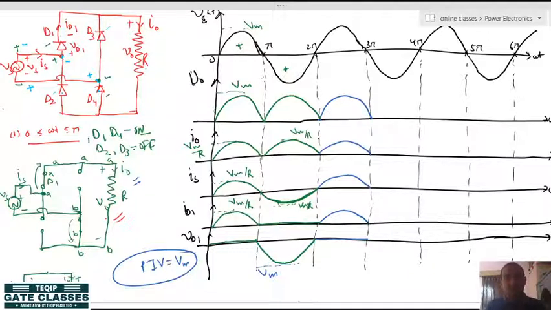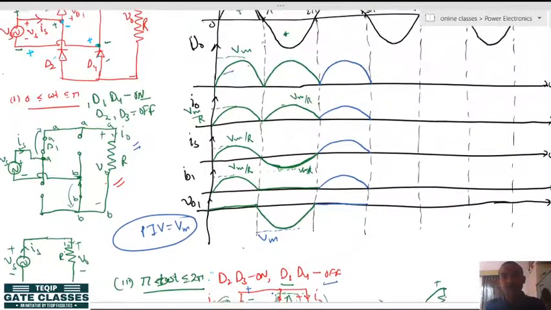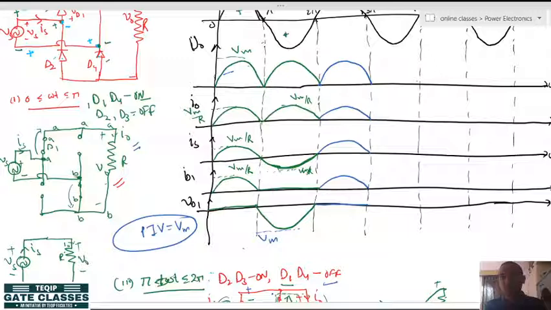So, we have seen this, and when you move to the next, from 3 pi to 4 pi, the instant is like this, meaning D3 and D2 are on and D1 and D4 are off. Then the output will again be positive, load current will also be positive, but source current will be negative because it is flowing opposite to the reference. Diode 1 is off, so its current value is 0, and the voltage across it will be Vm. In this way you can continue the waveforms of the single phase uncontrolled rectifier with resistance load.